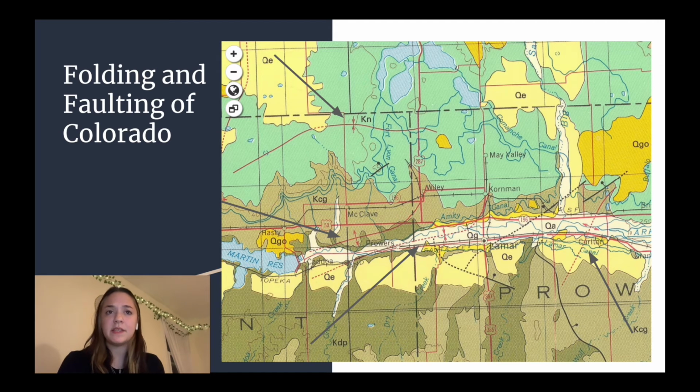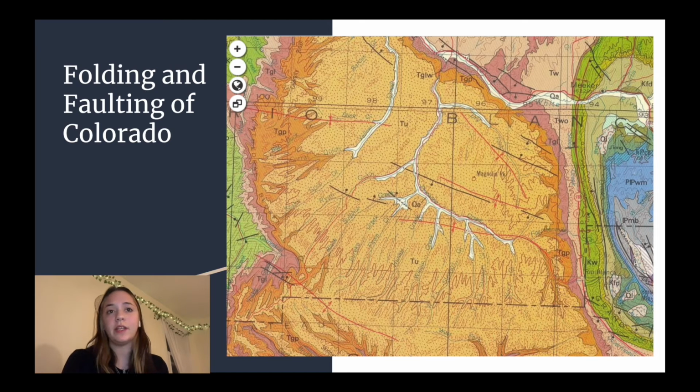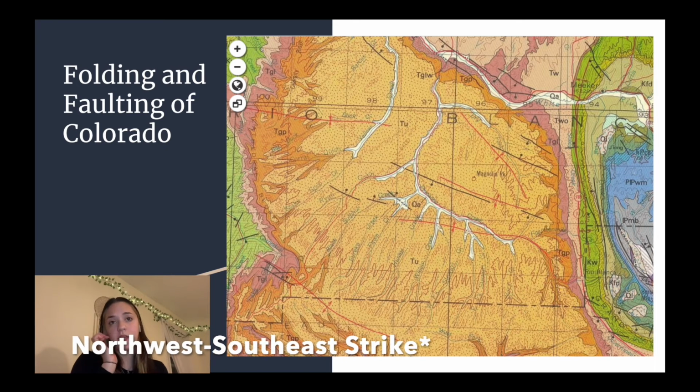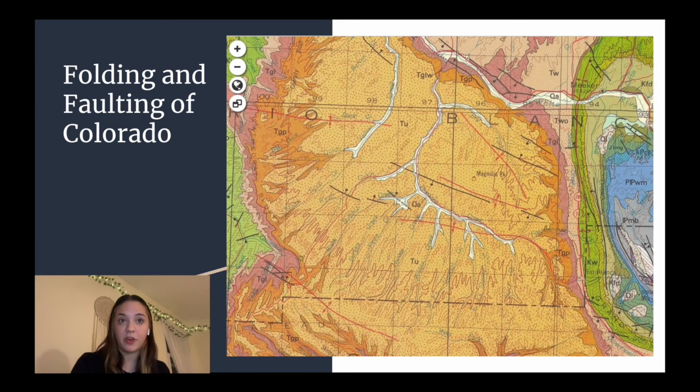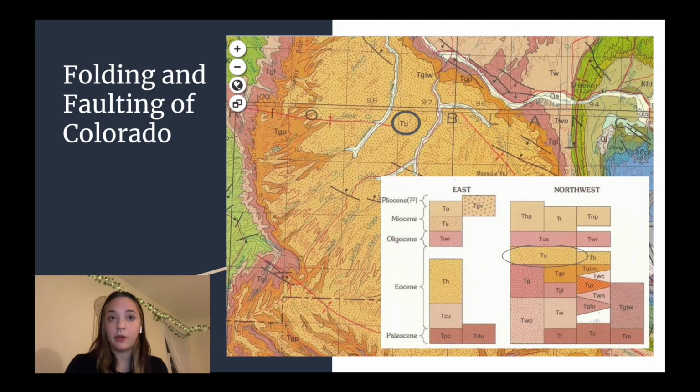In the Piceance Basin, there are a number of anticlines and synclines with also a northeast to southwest strike, as well as normal faults with that same strike and a dip that varies from north to south. Based on the ages of the sedimentary rock that it's located in, all of the faults and folds in the Piceance seem to have formed after the Eocene.